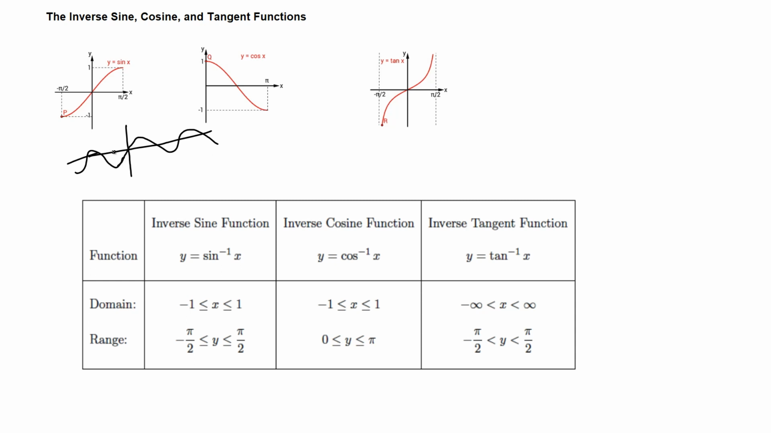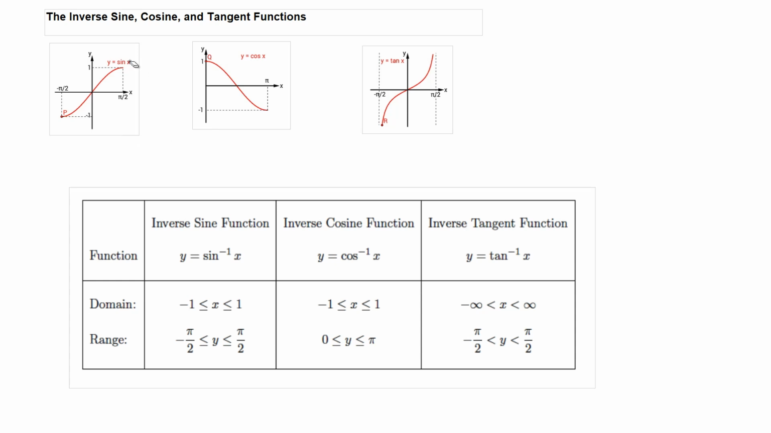But if we just look at the graph of the sine function from negative pi over 2 to pi over 2, then this is a one-to-one function, or the horizontal line test passes. That means this function has an inverse. Let me erase this part. And here is the function. The inverse of sine x is y equals sine inverse x.